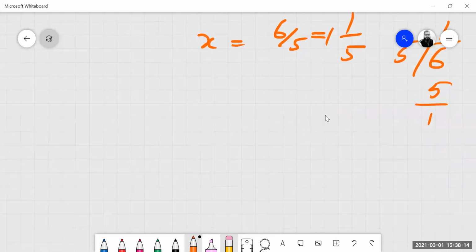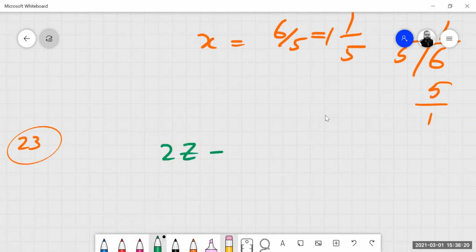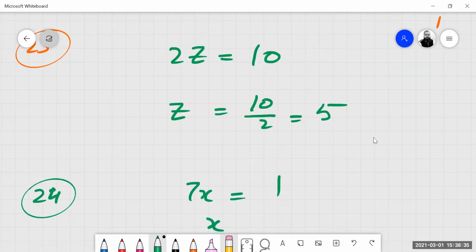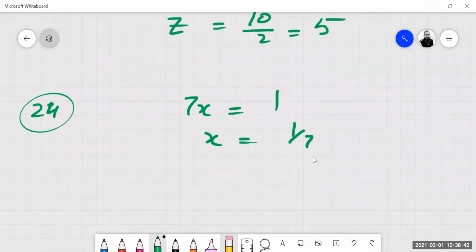Last question. Mr., the last question is 24, not 23. Okay, 24. It's 1 over 7 or 7 fraction 1. Yeah, 1 over 7.